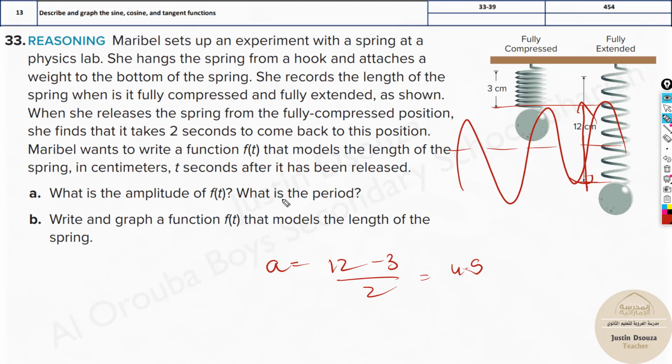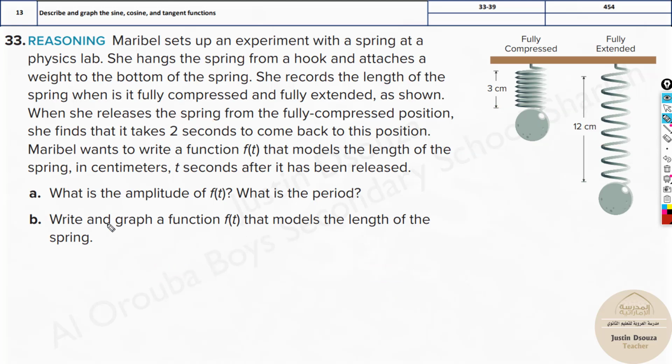What is the period? Period over here was given already. How much time does it take to come back to its original position? 2 seconds. So period is 2 seconds. Now let's do the graph for this function. Let's first write the equation of the graph. I'll write it over here. F of t, because they have clearly mentioned with respect to time, will be a cosine bx plus k.